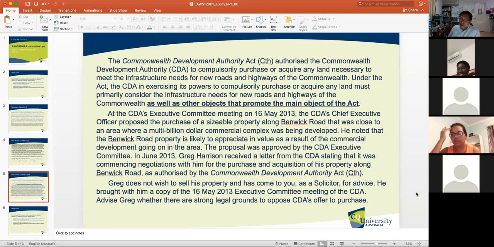Not the ouster clause, but remember about 2 weeks back, we talked about the A versus Hayden #2. And essentially the question is, can the Commonwealth Parliament insulate the executive decision maker so that his or her decisions are beyond the scope, totally beyond the scope of judicial review? And the answer is no. That is part of administrative law. That aspect is part of administrative law. It is related to constitutional law.